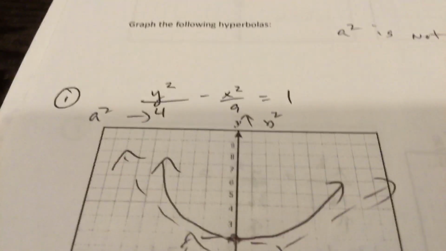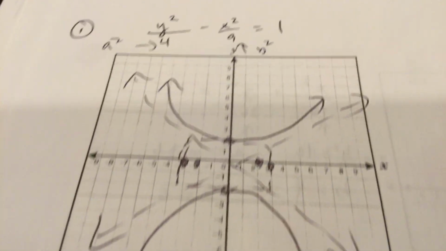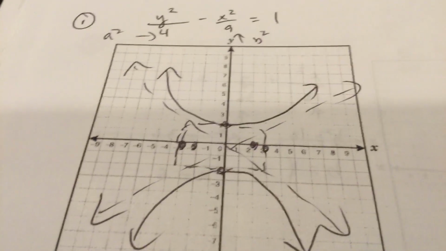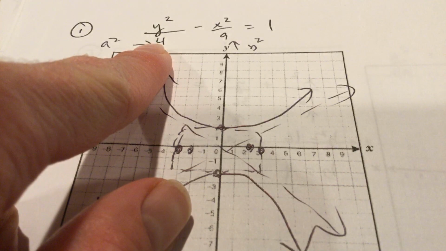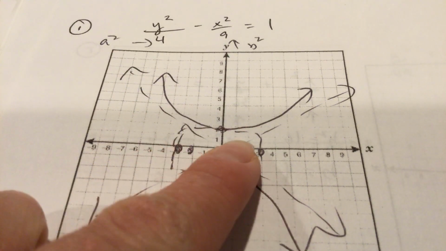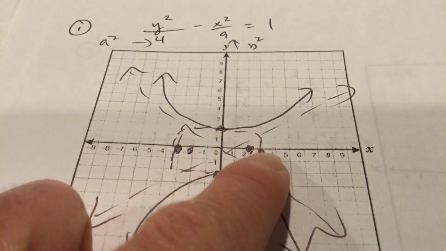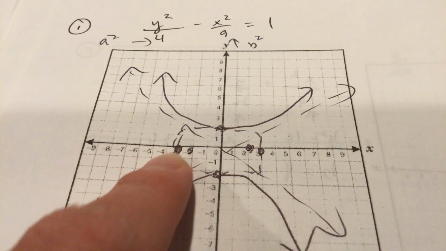What I mean by that is this. Y squared goes first, and it's going to open up on the y-axis. A squared is equal to 4, so a would be 2. So on the y-axis, go up 2, down 2. Don't worry about those. Those are birthmarks there. B squared is 9, so b is 3. I go over 3 to the right, 3 to the left.